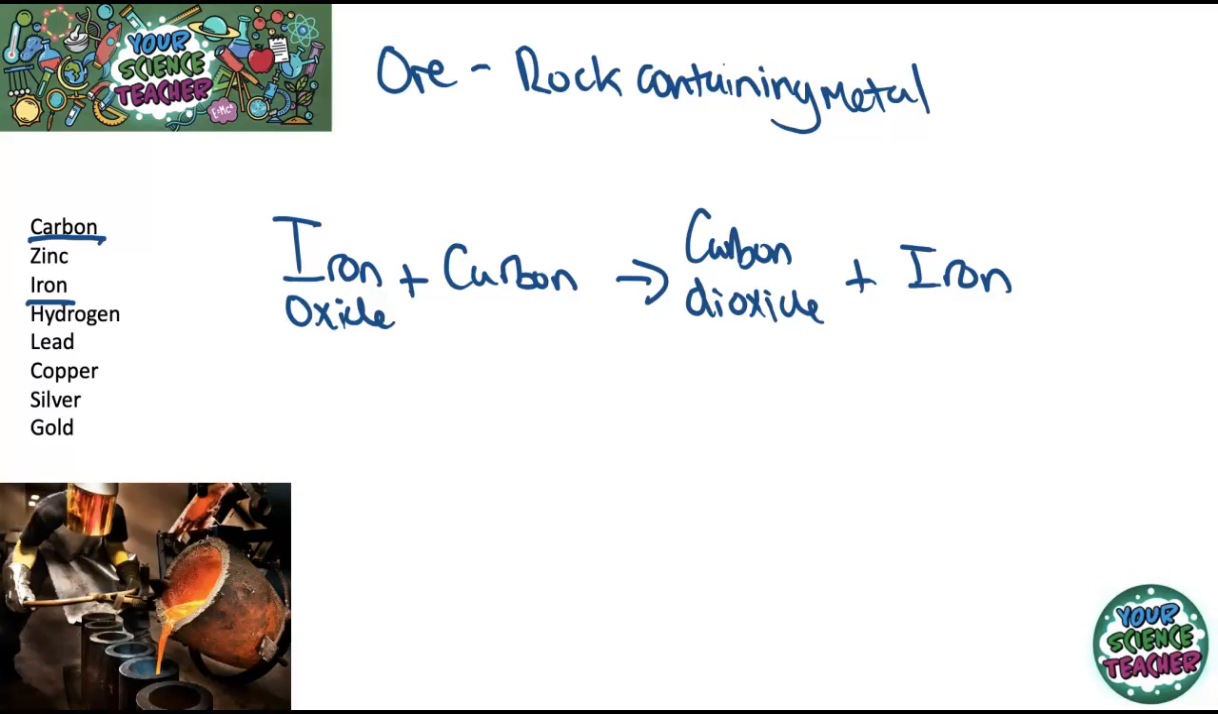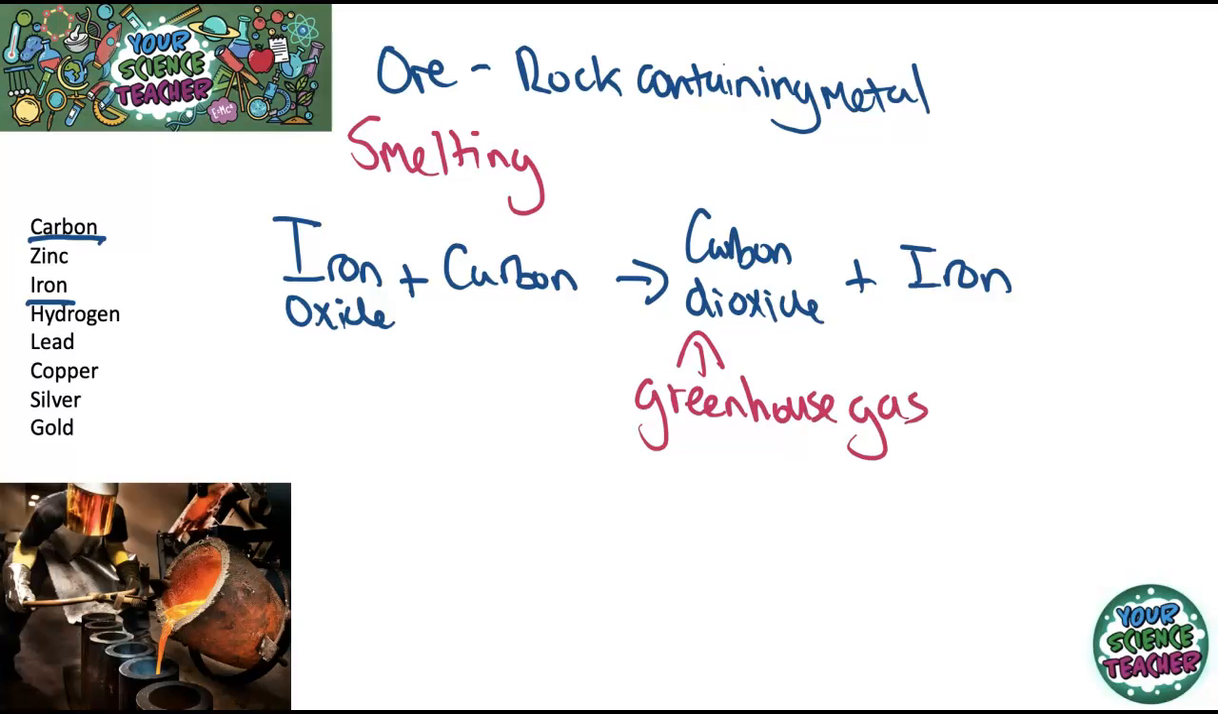Now, extracting a metal from its ore using this process, which is called smelting, involves quite a large amount of heat because you have to heat it to a high temperature, and also you create carbon dioxide gas, which, if you remember, is a greenhouse gas, which obviously is not great for the environment. However, smelting is one of the most important industrial reactions that we have. We turn millions and millions of tons of iron oxide into iron using this process so that we can then form steel, which is an alloy of iron.